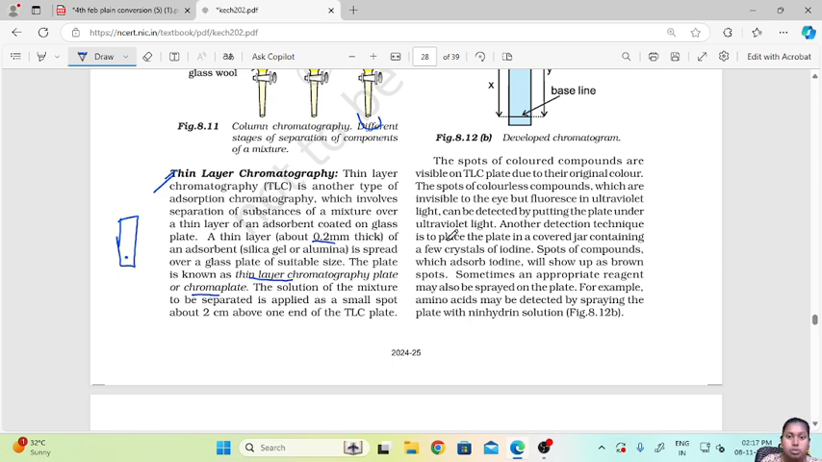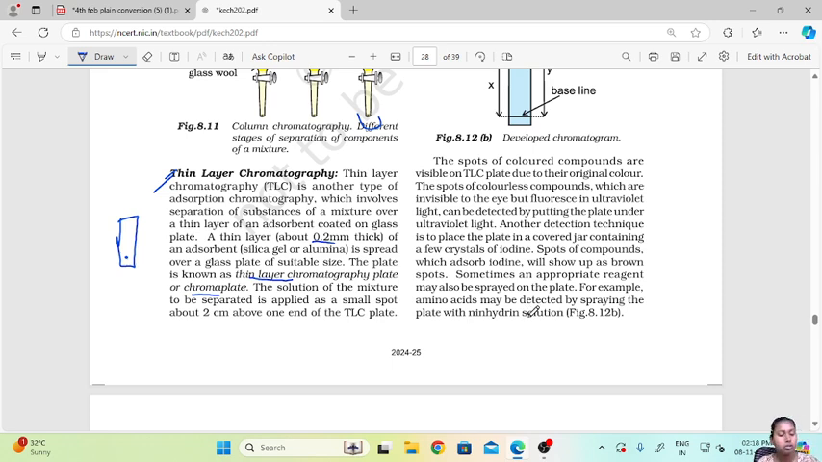Now another detection technique is to place the plate in a covered jar containing a few crystals of solid iodine. You have to put a few crystals of iodine into a jar and generate gas of that, and into that gas you place the TLC plate. Then that iodine gas will mark it into a dark orange colored dot wherever your compound is adsorbed. The spots of the compound which adsorb iodine will show as a brown spot. Now sometimes an appropriate reagent may also be sprayed on the plate. For example, amino acids may be detected by spraying the plate with ninhydrin solution.